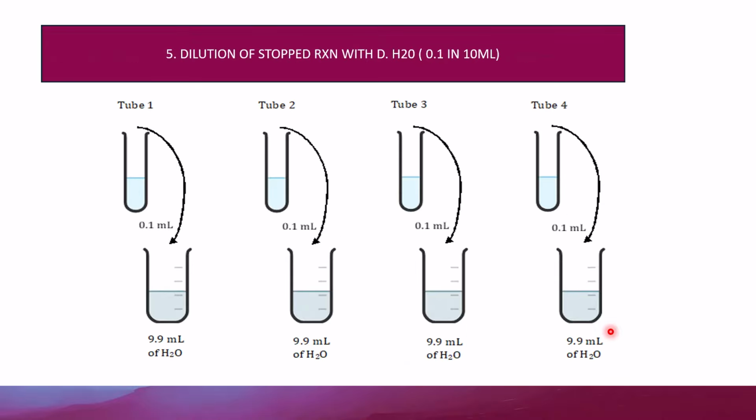So the next step is to dilute the stopped reaction with distilled water in a 0.1 in 10 ml dilution. So when we say 0.1 in 10 ml dilution, what it means is that we will pick 0.1 ml of the stopped reaction and add it to 9.9 ml of distilled water. So for test tube 1, we dilute the stopped reaction by picking 0.1 ml of the stopped reaction and adding it to 9.9 ml of distilled water over here. We do the same for test tube 2, test tube 3, and test tube 4.